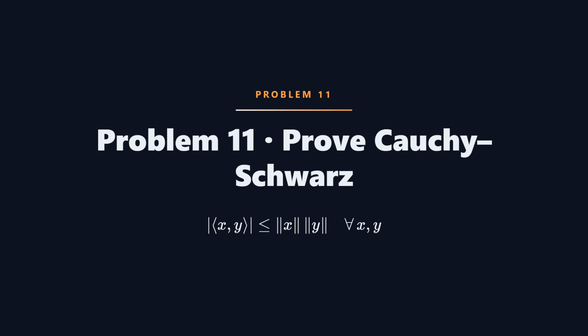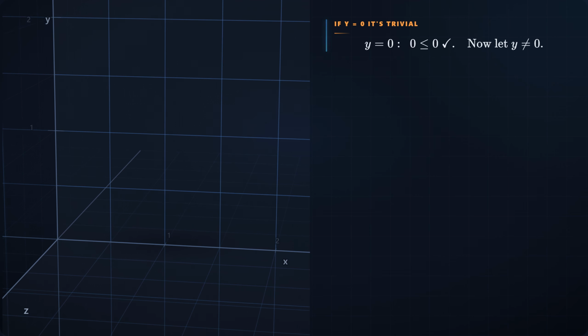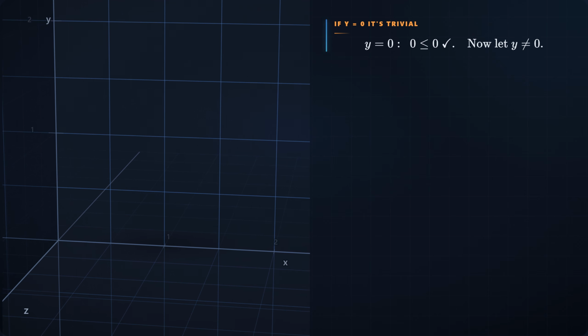Problem 11. The flagship proof, the one your professor expects cold. Prove Cauchy-Schwarz from the axioms, using the trick of a well-chosen non-negative quantity. Pause and try to reconstruct it. Start by clearing the trivial case. If y is the zero vector, both sides are 0 and the inequality holds. So assume y is non-zero.